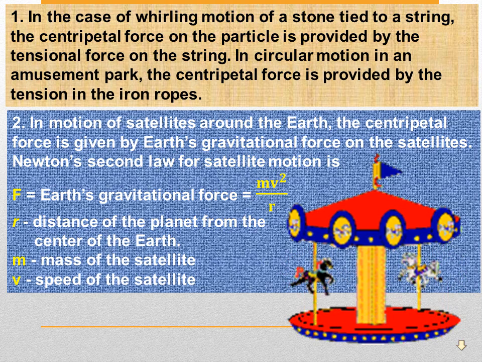So second one, in motion of a satellite around the earth, the centripetal force is given by the earth's gravitational force on the satellite. So Newton's second law for satellite motion is F, the gravitational force, is equal to mv square by r. Here r is the distance of the satellite from the center of the earth, m is the mass of the satellite, and v is the speed of the satellite.